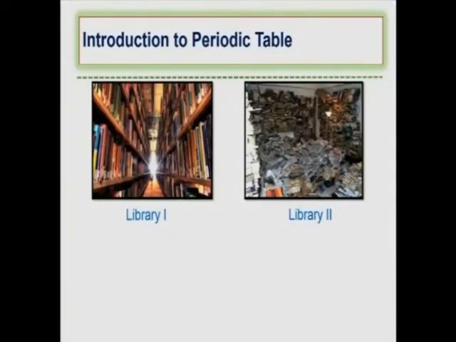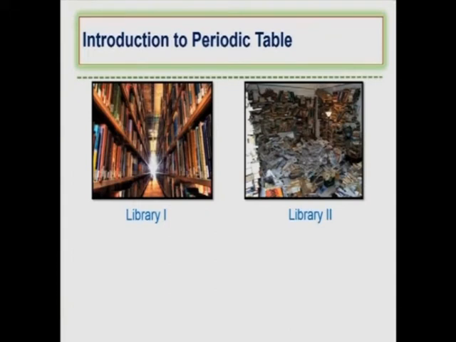Let me start. First of all, let's consider that there are two libraries, library 1 and library 2. Library 1 is well arranged systematically, and every book is placed where it should be. In library 2, books are here and there. It is not arranged systematically.